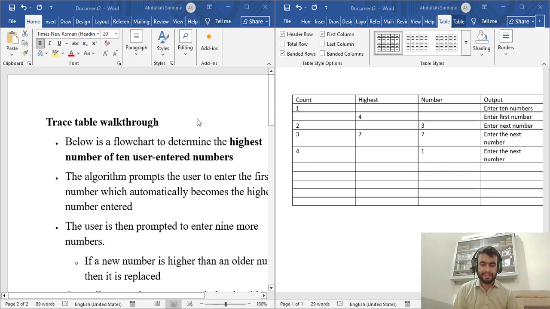Let's explain the trace table. What is a trace table? A trace table is basically the way of execution of an algorithm while keeping the record of variables. So let's understand the trace table with the help of an example which I have taken from the past paper of IGCSE Computer Science.